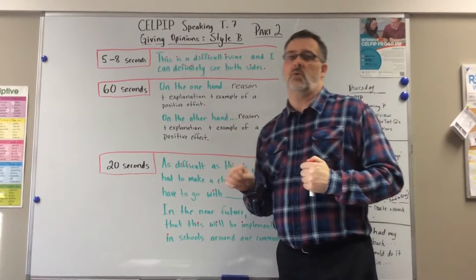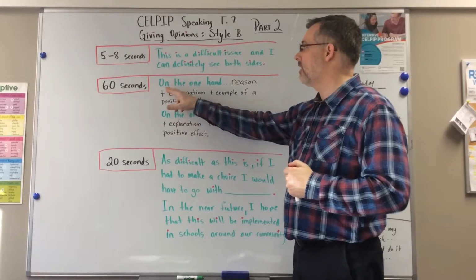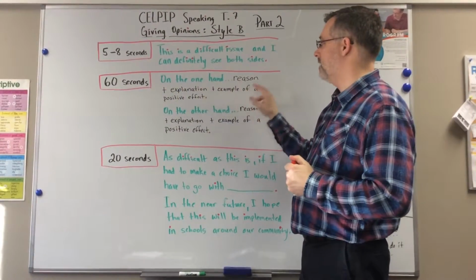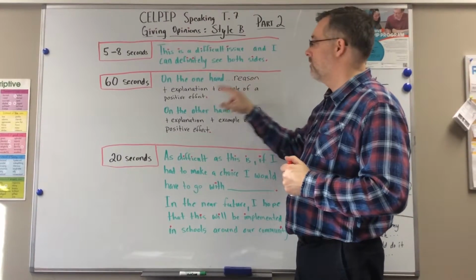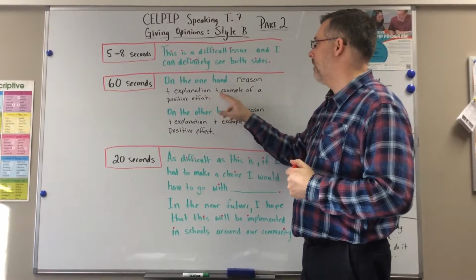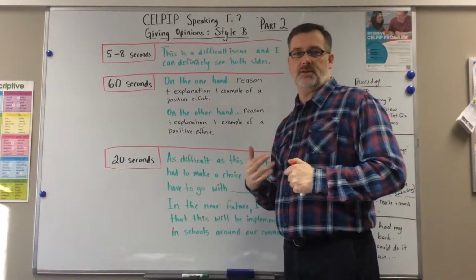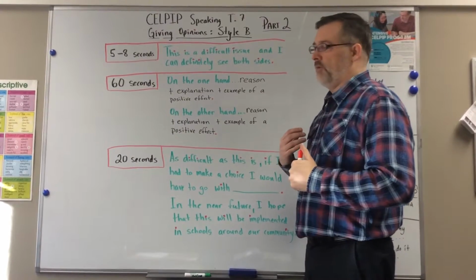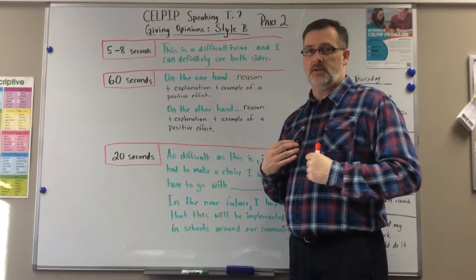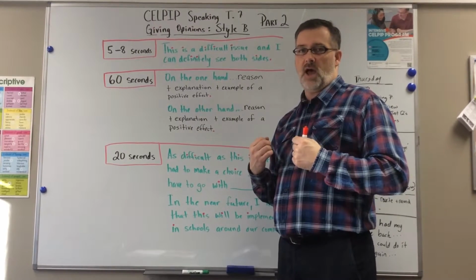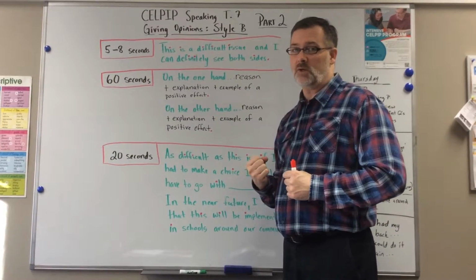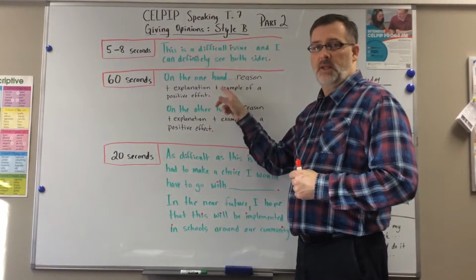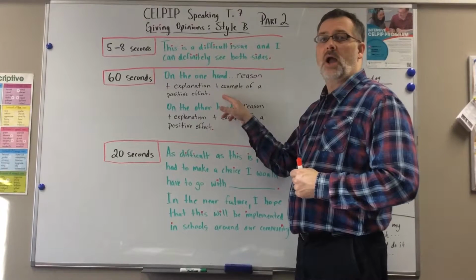And one of the most frequent ways to do this is by starting with on the one hand. So you'll start with on the one hand, and then give your reason, plus explanation, and then plus an example of a positive effect. So, for example, if you're trying to tell people that it's better to have less homework for kids in school, then you're going to have to explain it a little bit more, and then tell people what kind of positive effects.